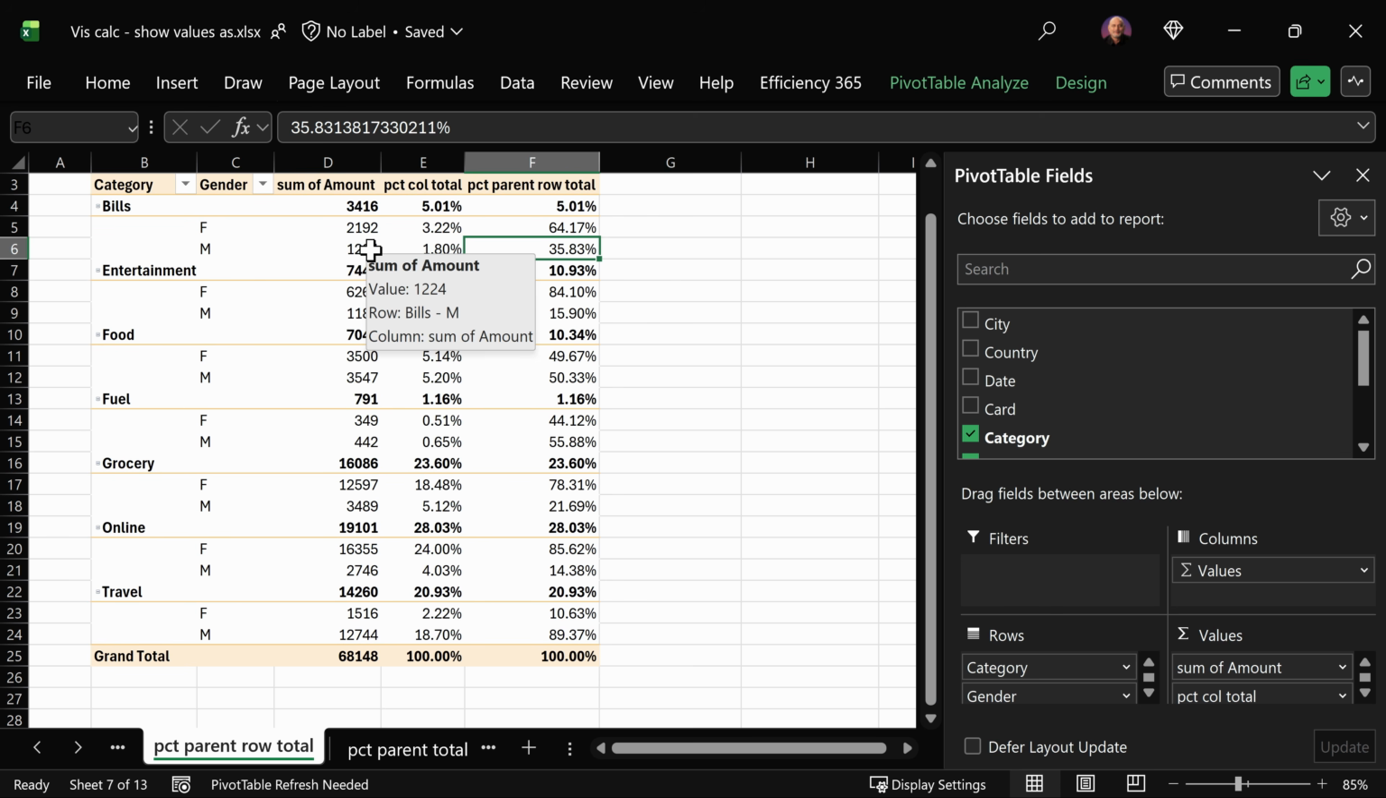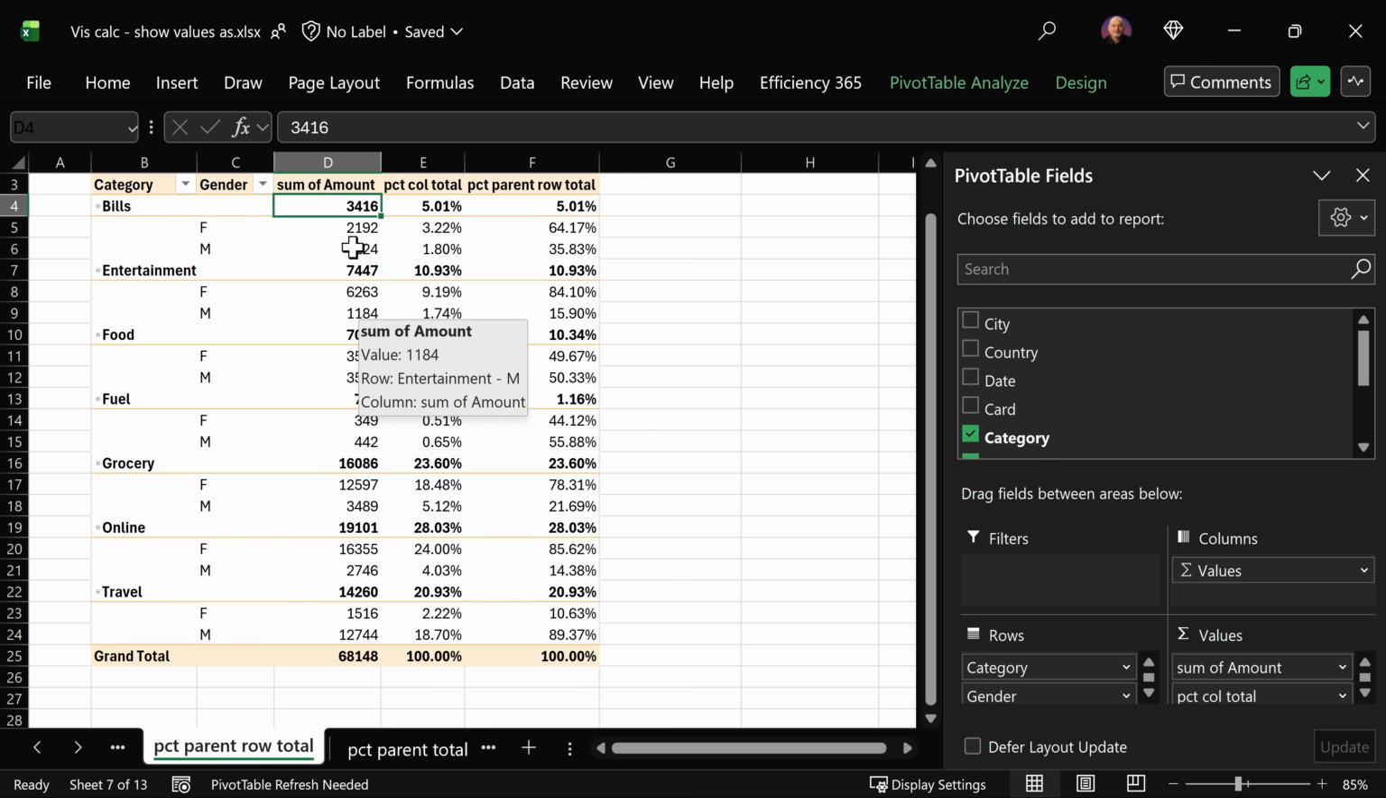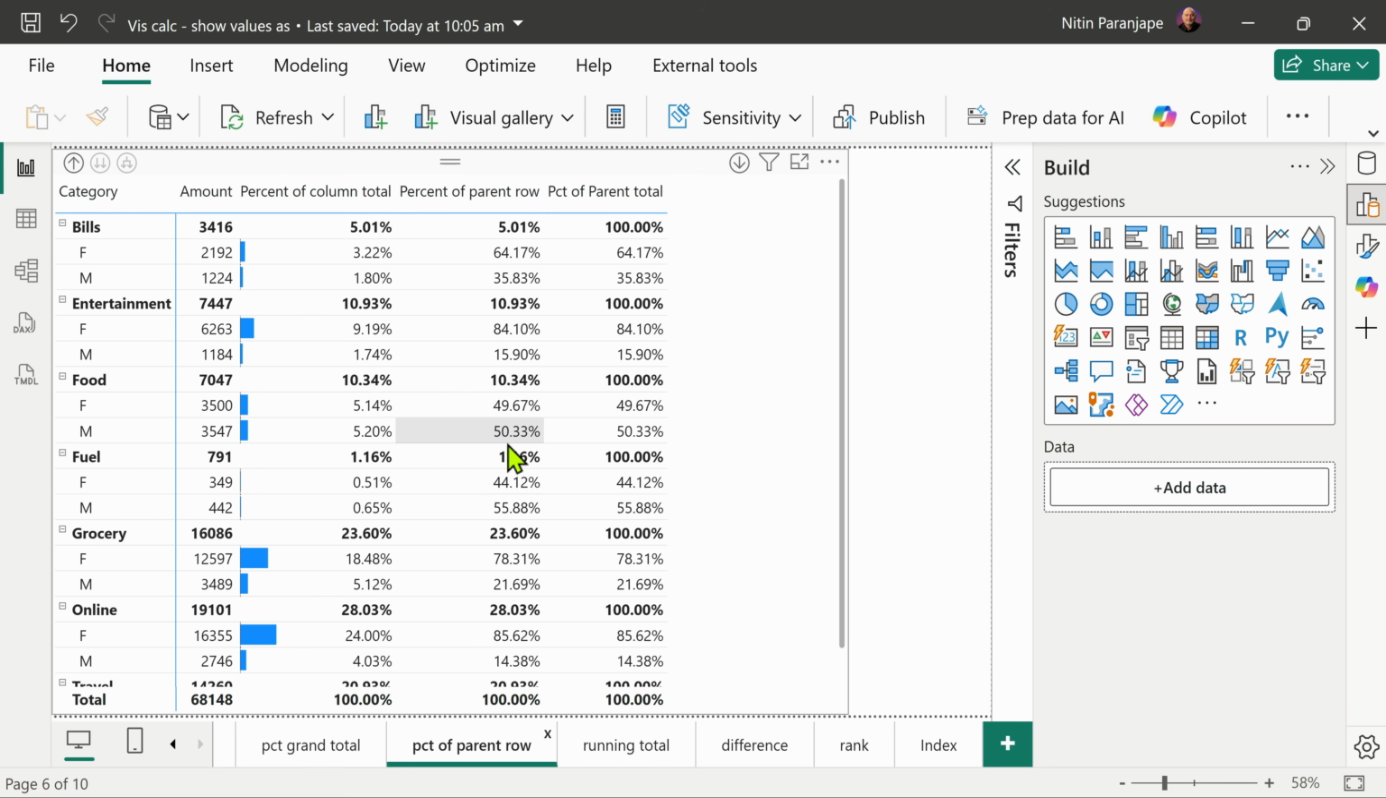So we are here. This is the child. Who is the parent? Bills. What is the row total? Whatever it is. Break this down and convert it to percentage. Let's see the same thing in Power BI.